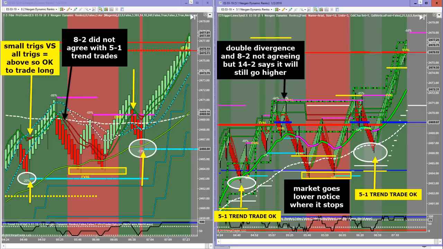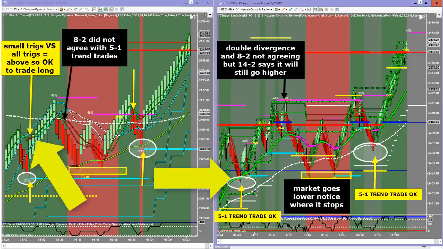Now we're going to take a look at the 8.2 and the 5-1 at the same areas. You'll notice on the left side, the 8.2 chart, we have the number one look. And on the 5-1 chart, we have a perfect trend trade long, rules met at the midband and the Fibs that went up for 20 ticks.